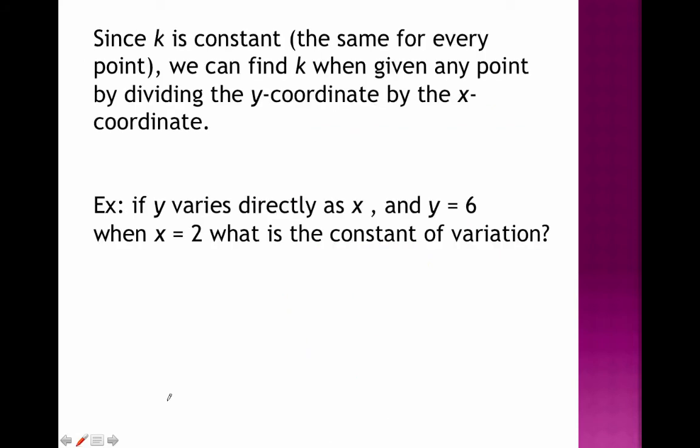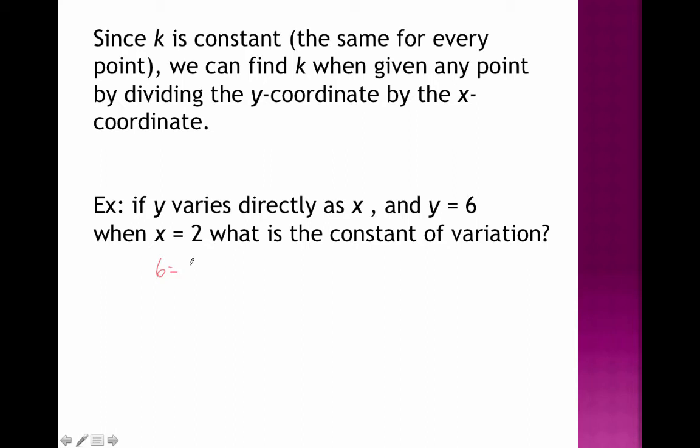Since k is a constant, the same for every point, we can find k when given any point by dividing the y-coordinate by the x-coordinate. The k is constant for every point, remember, because my slope is also the same no matter where I am on the line. So let's look at what I mean by dividing the y-coordinate by the x-coordinate. Well, if y varies directly as x, so I've got a direct variation, y is 6 when x is 2, what is my constant of variation? Well, I could plug this in.